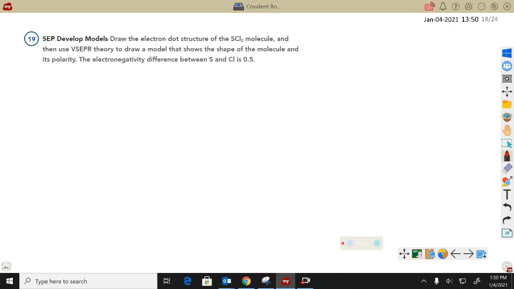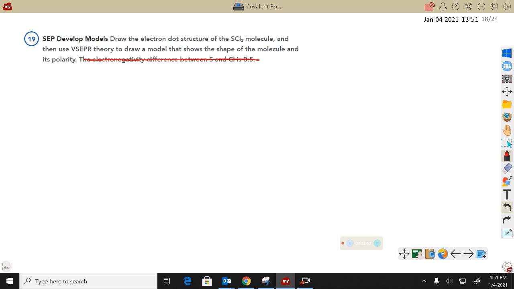So some examples. Question 19 says to draw the structure of sulfur dichloride. We're going to use the VSEPR theory to draw the model that shows the shape, its polarity, and it does talk about electronegativity differences. You don't even need that. All we need is a periodic table, and we can predict electronegativities. And so this is really similar to the last example, but watch what happens.